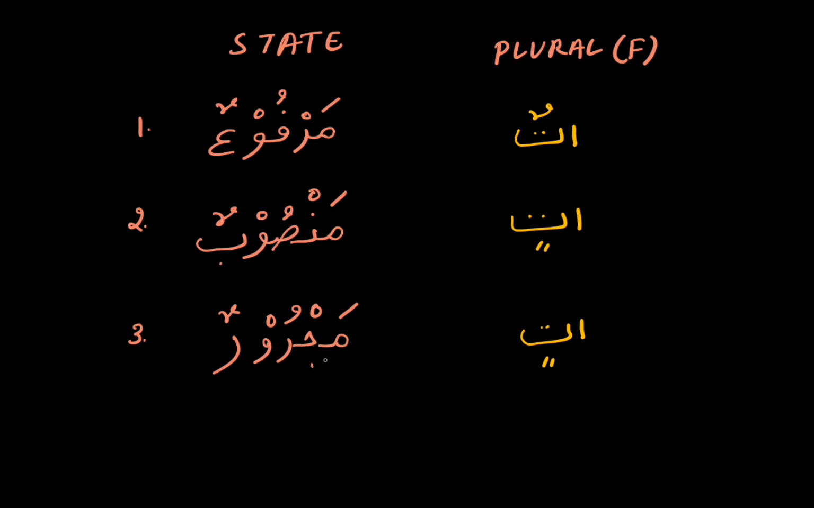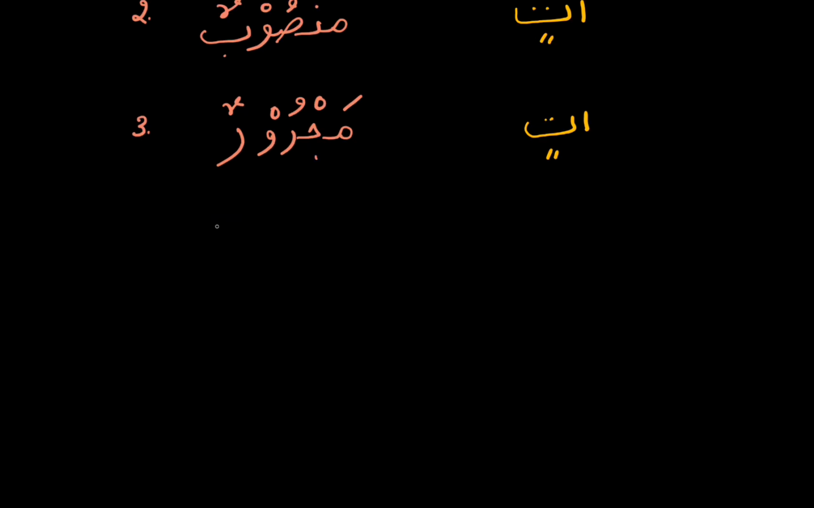The mansoob and the majroor states are the same both for plurals and for duals. They can be identified as mansoob or majroor by context. But in singular, you can see marfu state has dhamma, mansoob state fatha, and the majroor state kasra.